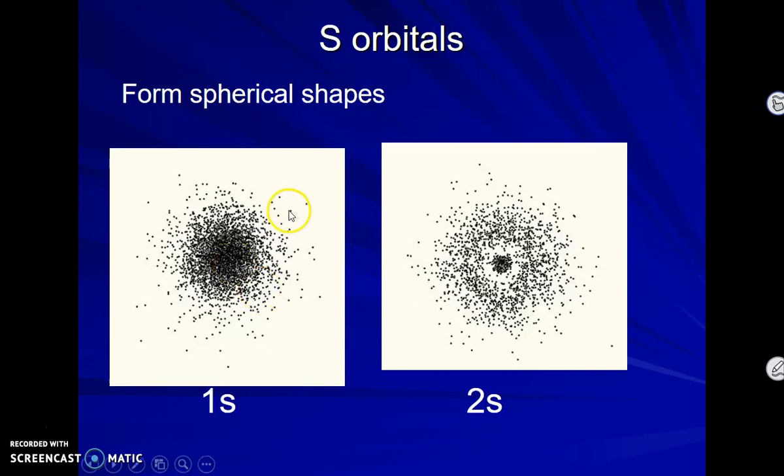So this is a picture of a 1s orbital. And what this says is that in this sort of dot diagram, the electron is likely to be in this 3D space 90% of the time. This is the 2s orbital. Notice that the dots are more dispersed, and they're further out because the 2s orbital is further from the nucleus than the 1s orbital.